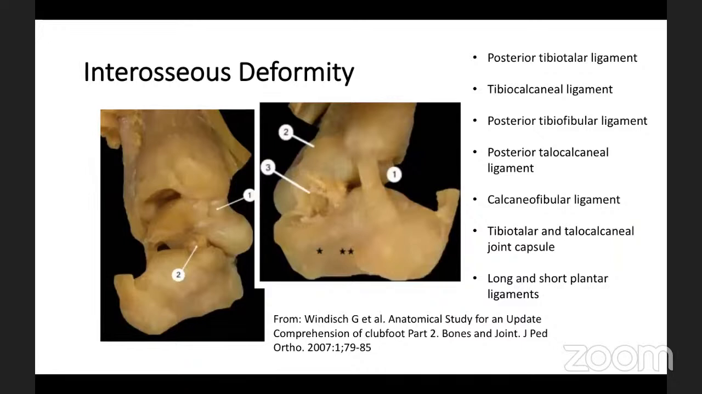Deformity is maintained by contracture of the joint capsule and capsular ligaments, which are grossly affected by the pathology. There is contracture of the capsule and posterior tibiotalar ligament. The talofibular and tibiofibular ligaments are contracted. The tibiocalcaneal, talocalcaneal, and calcaneofibular ligaments are shortened and thickened. The Achilles is short and tight. Tibialis posterior and the long flexors are contracted. On the posterolateral aspect, the peroneal sheath is contracted and thickened.